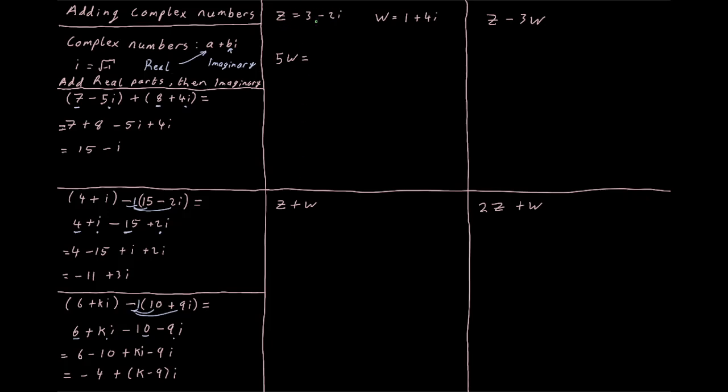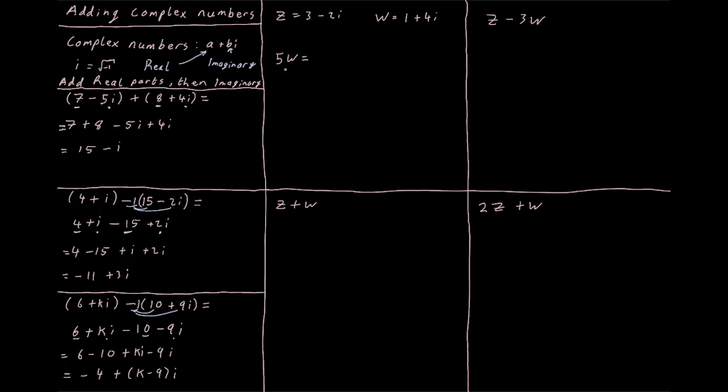We'll often be given complex numbers in terms of a label because it makes it easier to write things down, because the numbers are bigger in themselves. So z will be our first number, it's 3 minus 2i, and w is 1 in the real and 4 in the imaginary.